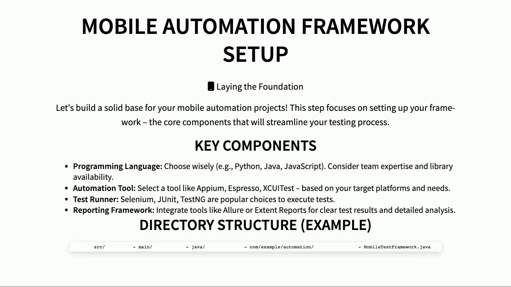Okay, let's get started with building the foundation for our mobile automation tests. First, we need to decide on a programming language. Something like Python or Java often works well. Then, it's time to pick an automation tool. Appium is fantastic for cross-platform testing, while Espresso and XCUITest are great for Android and iOS respectively. We'll also need a test runner, such as Selenium, JUnit, or TestNG to actually execute the tests. Finally, let's integrate a reporting framework like Allure or Extent Reports to make sure we get clear and detailed results so we can really understand what's going on.